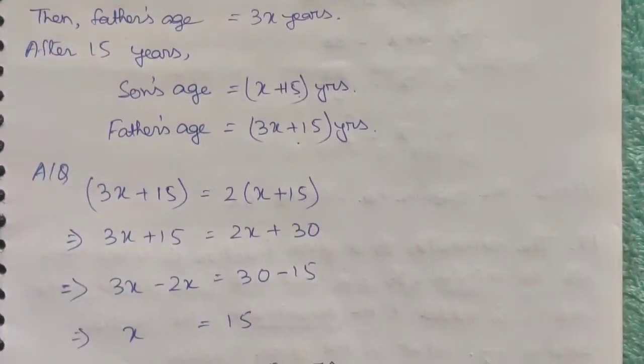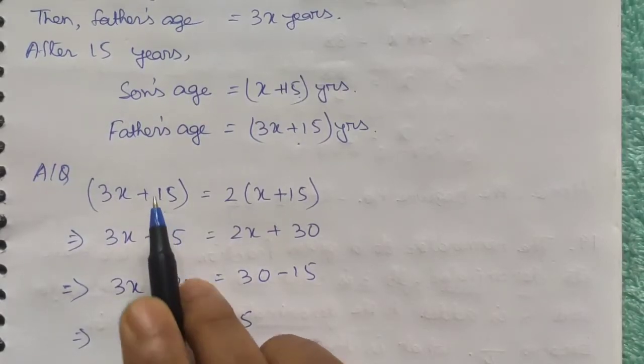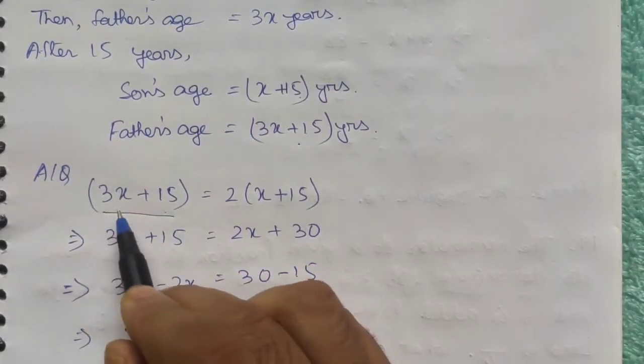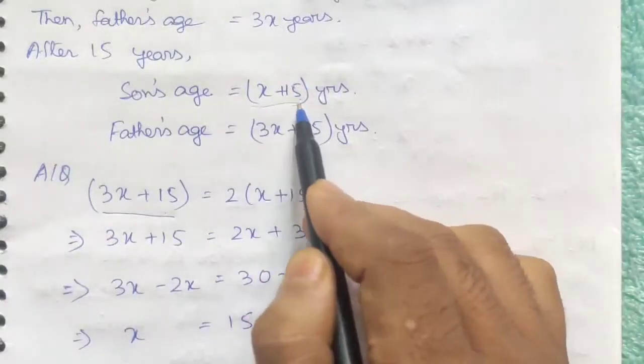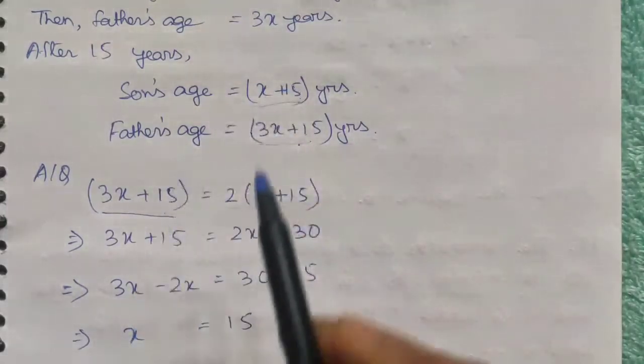So according to the question, 3x. This age is after how many years? 15 years, right? So these two ages are after 15 years, right? Now if we want to balance, we have to write this.